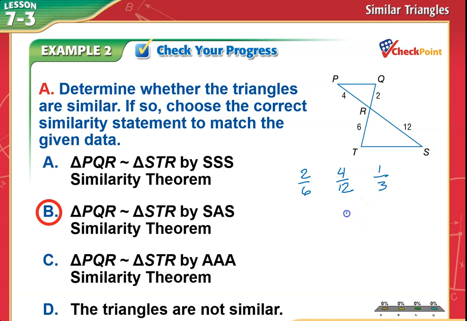We also could have compared 6 to 2 and 12 to 4, and we could have said they both reduce down to 3 to 1. Okay, so we have two sides, and we also have the vertical angle in between. Therefore, we have it by the SAS similarity theorem.